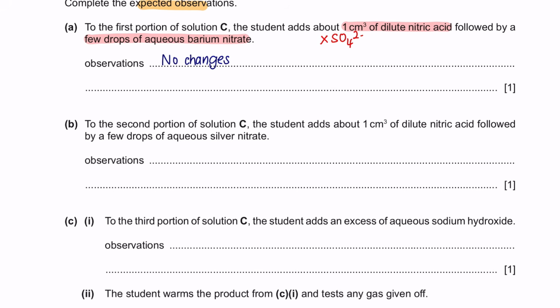Question B. To the second portion of solution C, the student adds about 1 cm³ of dilute nitric acid followed by a few drops of aqueous silver nitrate.